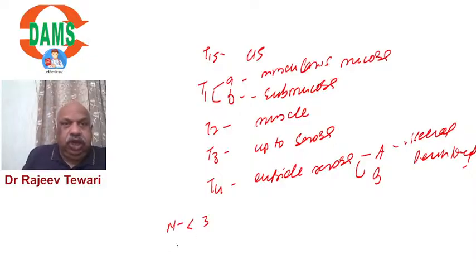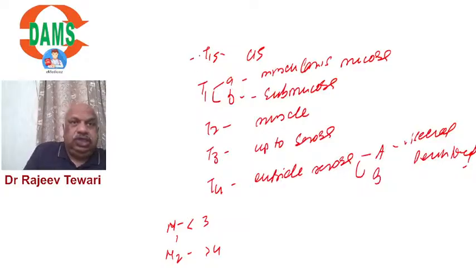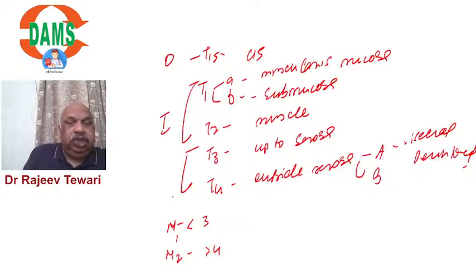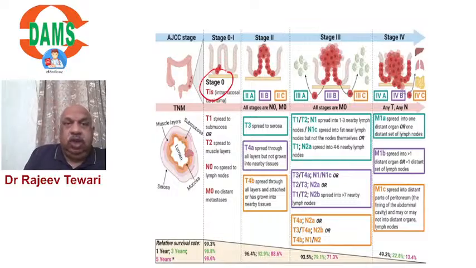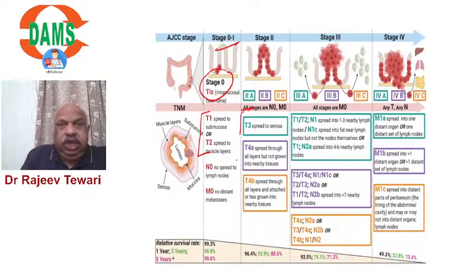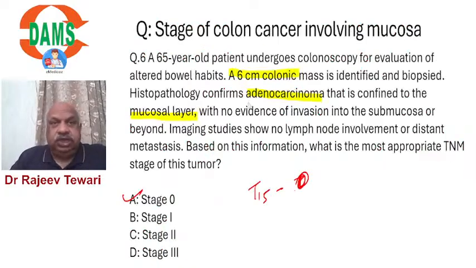N1 is less than 3 nodes, N2 is more than 4 nodes. Less than 3, N1A single node, N1B 2 or 3 nodes, N1C perinodal fat involvement, N2 4 to 6 is N2A and more than 7 is N2B. So the staging is, this is 0, these two are 1, these two are 2, this is 3 and metastasis 4. I'll show you here. All you can remember in detail, but I don't think they'll ask in detail. Only remember carcinoma in situ is stage 0, T1 and T2 is stage 1, T3 and T4 is stage 2. If node is there, stage 3, metastasis 4. Very simple staging, right? So here the question was mucosa involvement, so it is stage 0.